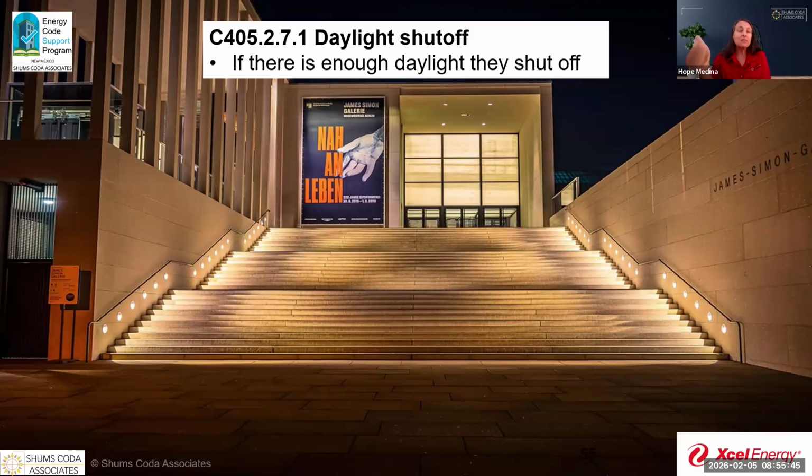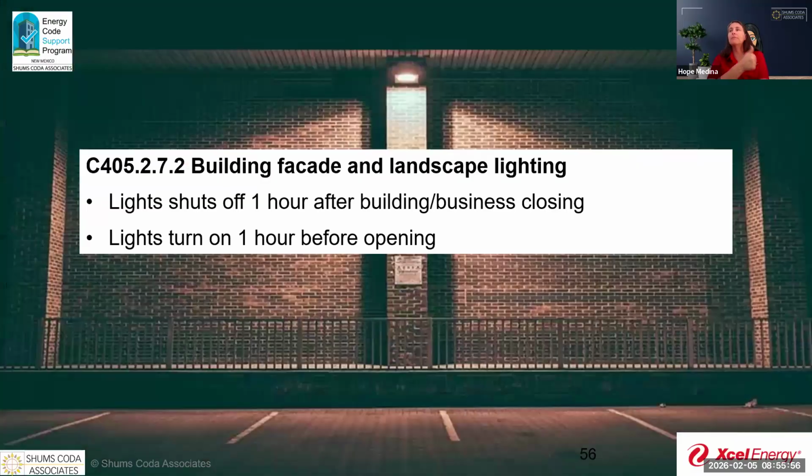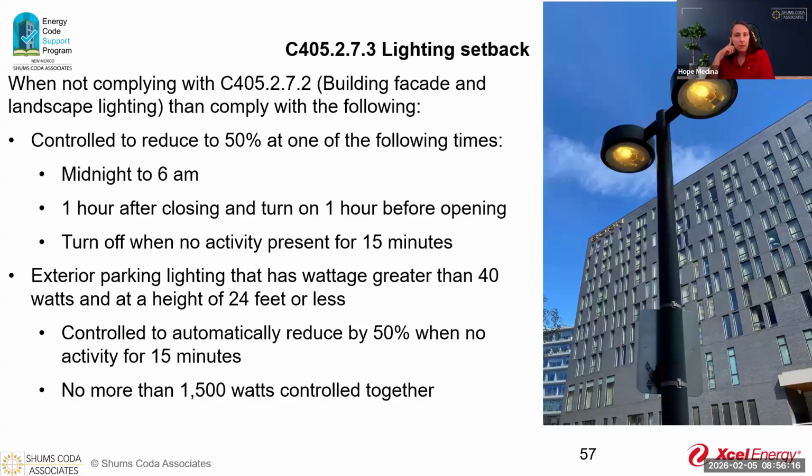One is that your exterior lighting is shut off when there's enough daylight present. I can't tell you how many times I walk around and there's an awful lot of lights on the exterior of the building in the dead of day. Your building facade and landscape lighting has to demonstrate that it shuts off 1 hour after the business is closing, and it turns on 1 hour before the opening.